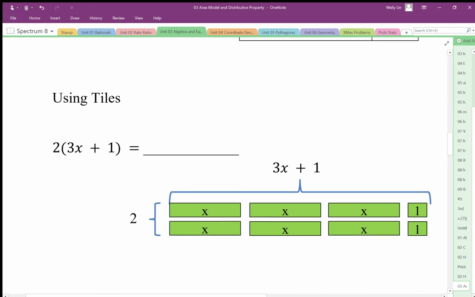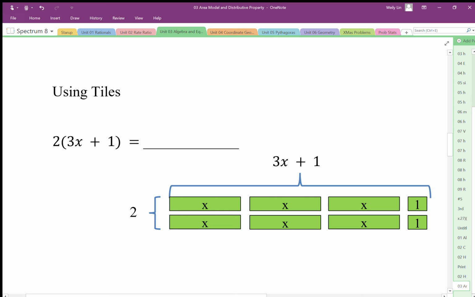This works the same with algebra tiles. If I have algebra tiles, I really want to distribute that out. So I have 2 groups of 3x. If I take a look at this, 3x along the horizontal, 3x plus 1, that's my edge length. If I multiply this together, 2 groups of 3x gives me 1 group of 3x here, another group of 3x here, so I have a total of 6x. And if I distribute 2 times 3x, that's definitely 6x.